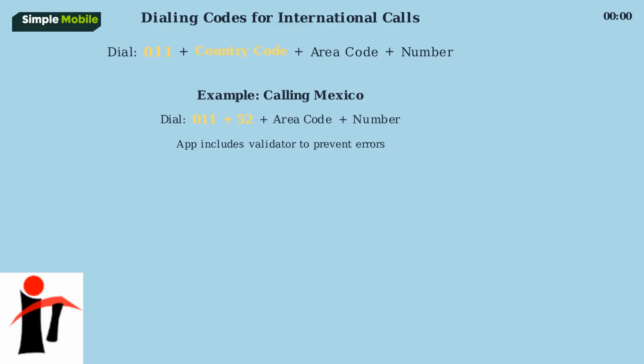The Simple Mobile app includes a built-in validator to help prevent common dialing errors, such as forgetting the country code. For incoming calls while roaming internationally, no special codes are required.